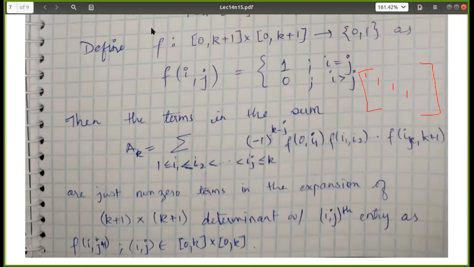So what I want to say is this. All this I know is one. All this I know is zero. And here is what I will fill later. Or rather, I am filling it with f of i, comma j plus 1, the ijth entry. So 1, comma 2 is filled with f of 1, comma 3.